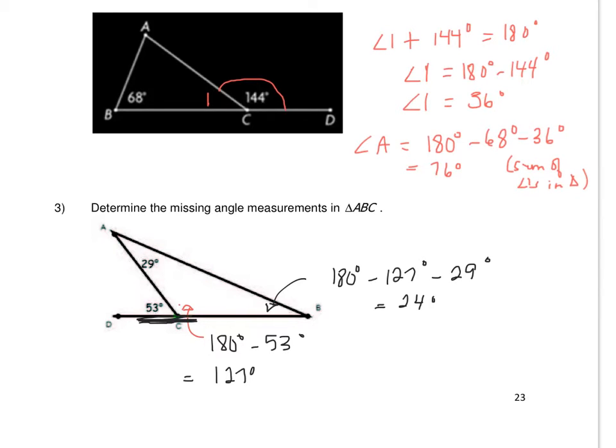And then the three angles of the triangle, angle A, the one we just found of 127, and the one we're looking for, angle B, have to add up to 180. So if we take 180, subtract 127 and the 29, we'll be left with angle B.